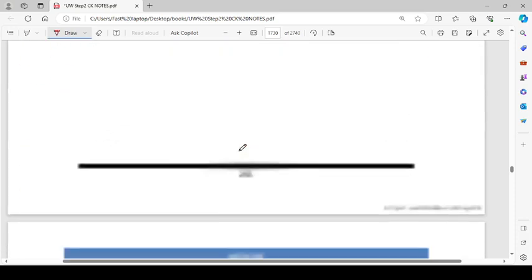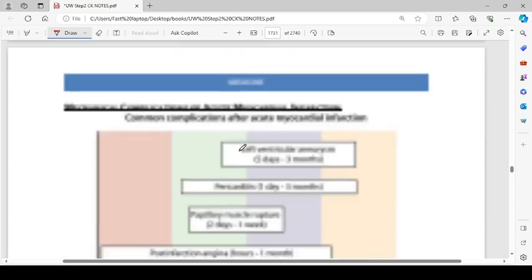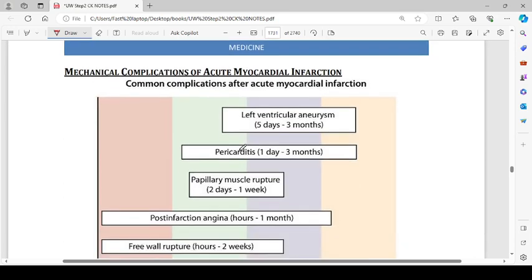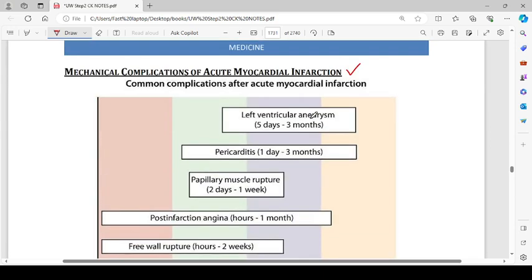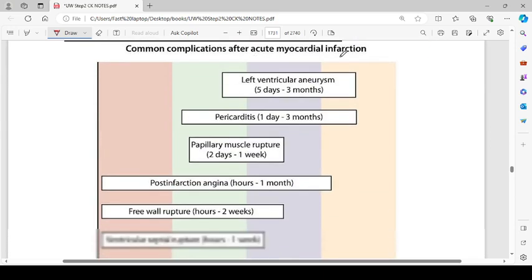Got it. Then we have this topic, the mechanical complications of acute myocardial infarction. This is a table from First Aid. You can see it over there as well, but let's start. The common complications which happen after acute myocardial infarction.